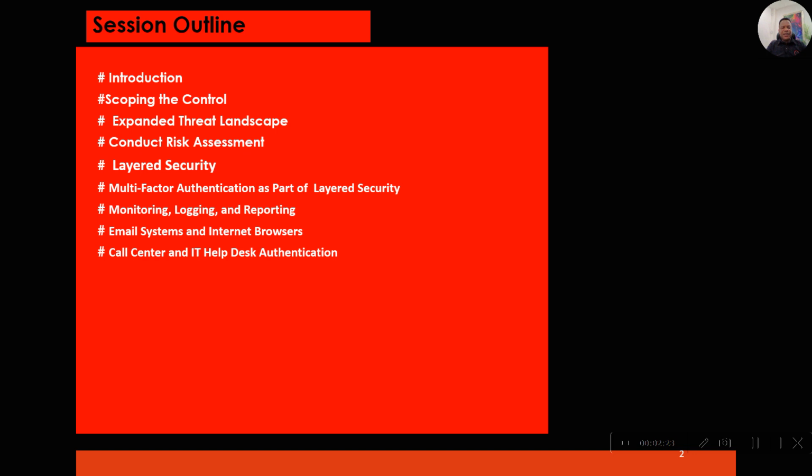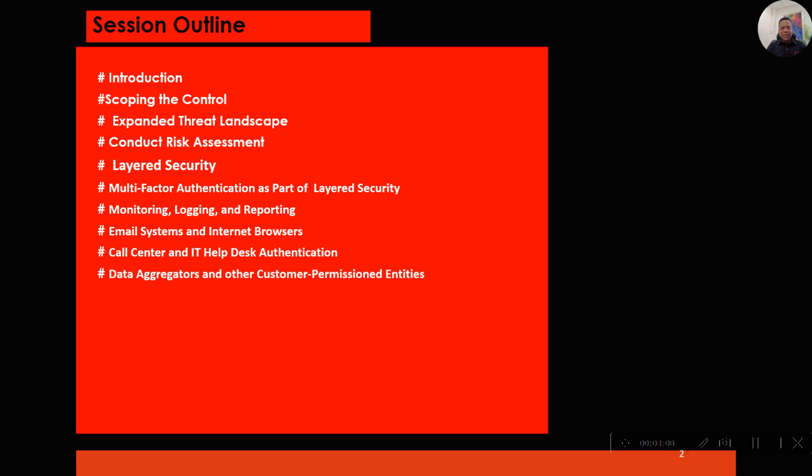We're also going to look at other key points, which are monitoring, logging, and reporting. When it comes to security, effective monitoring is key because that will enable an organization to know when things go wrong, and also logging users' activity and reporting on who is doing what within the system is a vital requirement. We're also going to look at other areas, like email systems and internet browsers, the risks we face there, and how to ensure that we effectively implement controls around them. We're going to be looking at call center and IT help desk authentication.